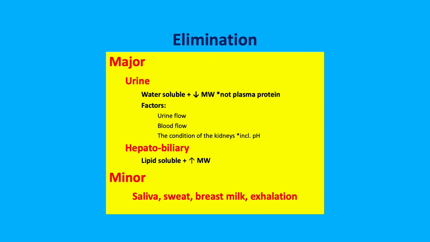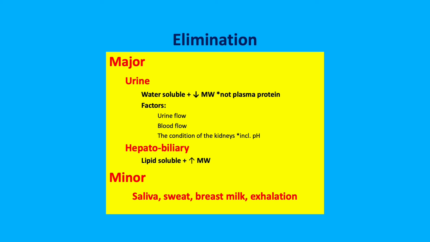Elimination. So drug elimination is the removal of an administered drug from the body. This can be achieved by an unmetabolized or metabolized drug. There are major and minor pathways. Major pathways are urine and bile. Minor is saliva, sweat, breast milk, exhalation.